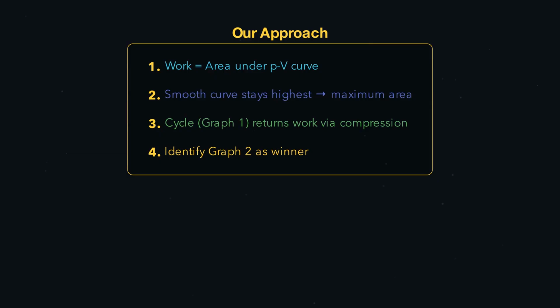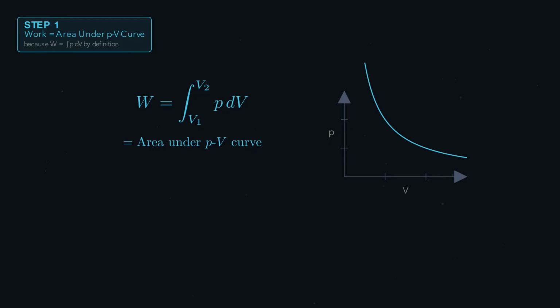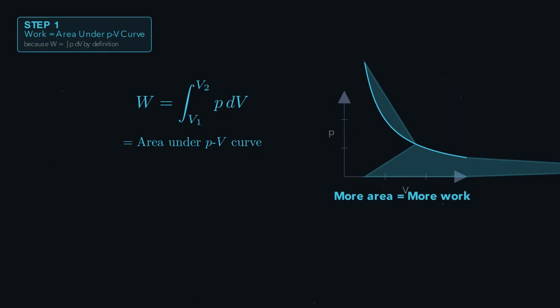We'll recall what that area represents. Then we'll compare each graph. The winner will be the path that stays highest in pressure throughout the entire expansion. The formula is simple. Work equals the integral of pressure times change in volume. Geometrically, that's the area between the curve and the volume axis. More area means more work.